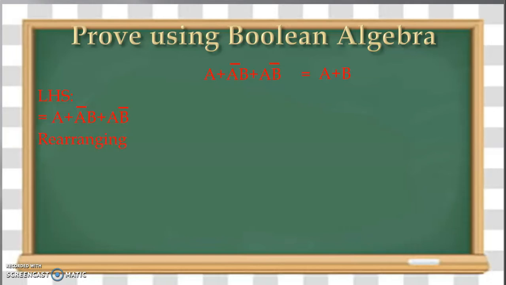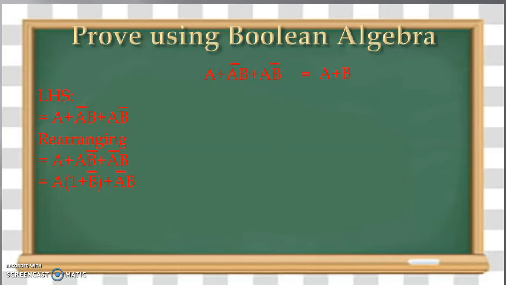Now let us rearrange the given Boolean equation. We have written A plus AB bar plus A bar B. So the second and third terms we have interchanged. A bar B plus AB bar we have just interchanged. Now from the first and second terms we are taking A as common. So A into bracket 1 plus B bar, plus A bar B.